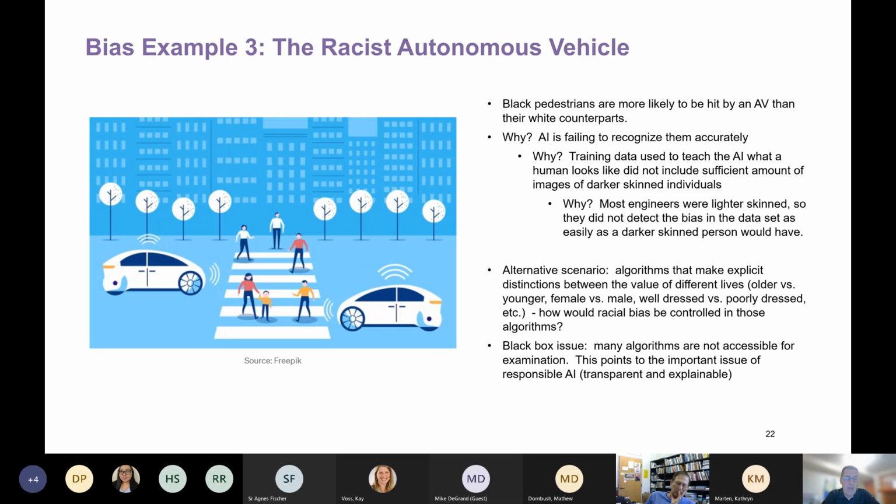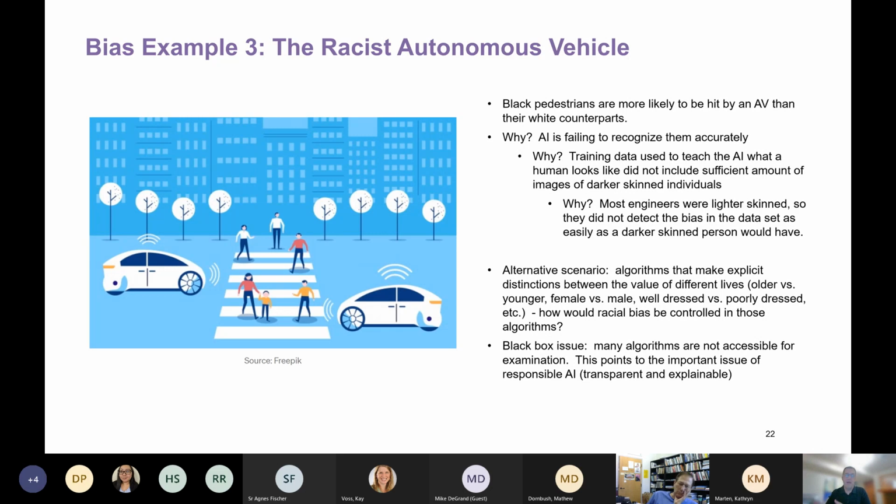Most engineers were lighter skin, so when they went through that process, they didn't see it as a problem. They didn't look at the training data and say, oh, something is really flawed here, because they saw themselves in the training data. And maybe if we had had more diversity and representation among the engineers, that problem would have been discovered earlier, rather than releasing software that is so critical to public safety and then figuring out that it's not working properly.